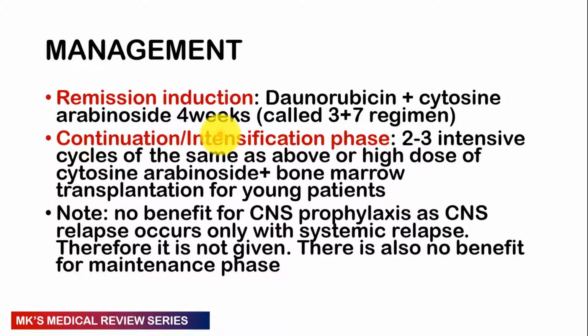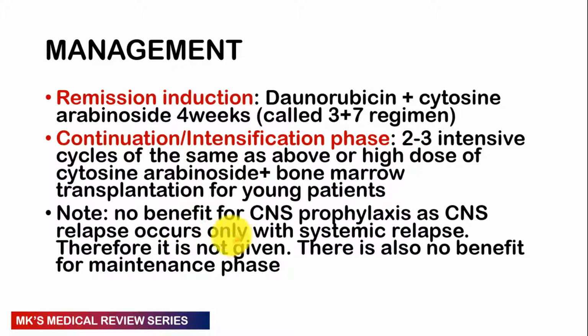Now, when it comes to the management of acute myeloid leukemias, there is remission induction, which is going to be using daunorubicin and cytosine arabinoside, which is called a 3+7 regimen. Then the continuation or intensification phase is going to be using 2 to 3 intensive cycles of the same drugs above, or high dose cytosine plus bone marrow transplant for younger patients.